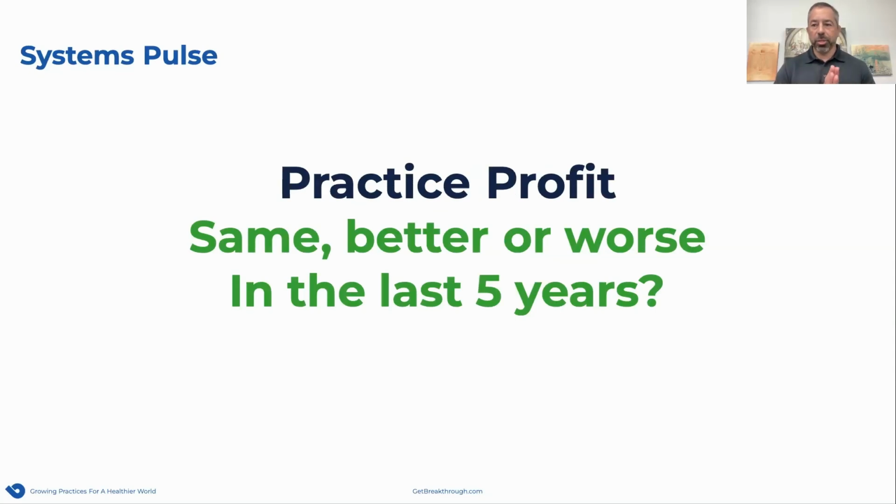So the next, you can go to the chat for this. There will not be a poll coming up, but your practice profit, right? So same idea there, same, better, worse. You can just go to the chat and type in same, better, worse for profit in the last 5 years, your margin. And while you're doing that, we're populating pretty quick here. Wow. Much worse, worse, worse, worse, worse, worse. We got 2 betters snuck in there, and that's great. All right, so it looks like at least 80% are worse.